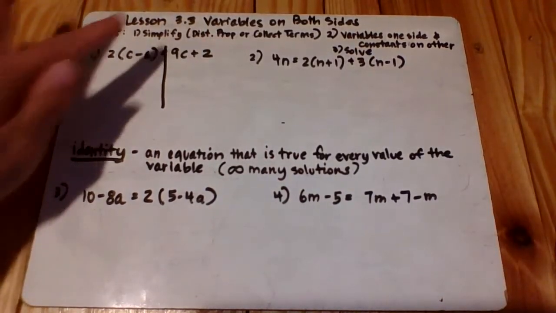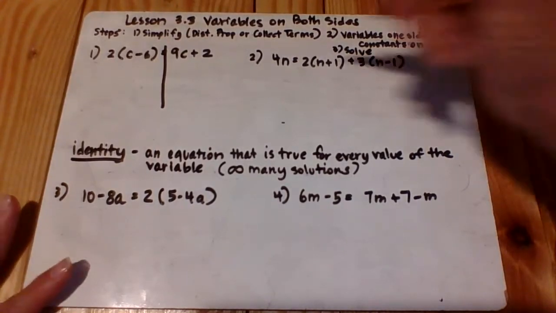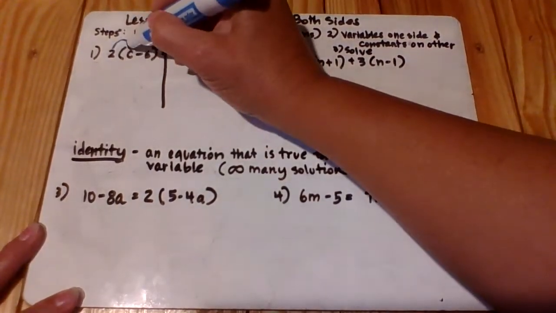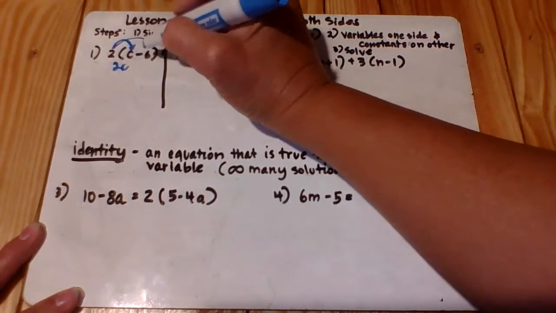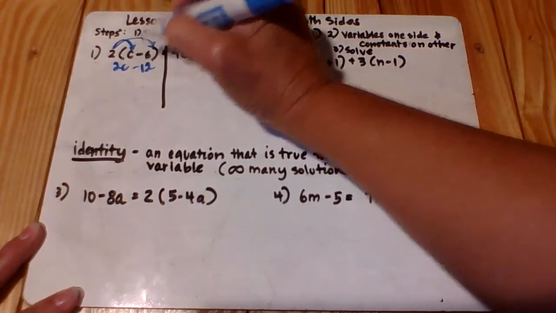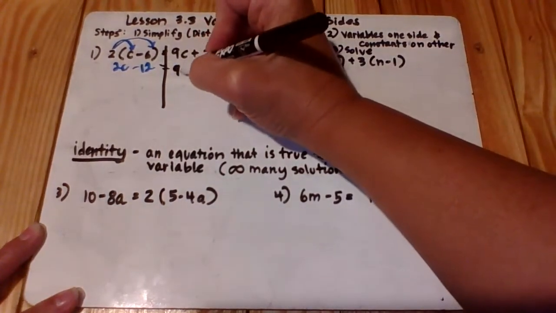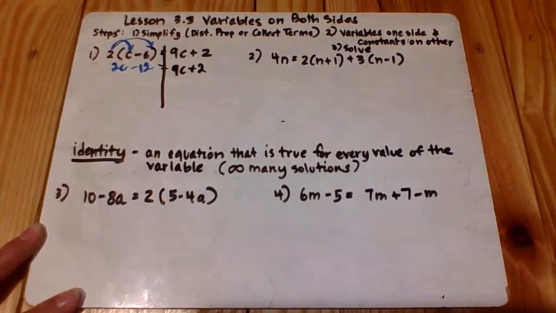Looks like we have a distributive property that we need to take care of. And that distributive property is right here. I think I did distributive in blue. So, 2 times c is 2c. And 2 times negative 6 is negative 12. All right, going to copy everything else over. 9c plus 2. I don't have any collecting of like terms. So I'm going to go to the next step.